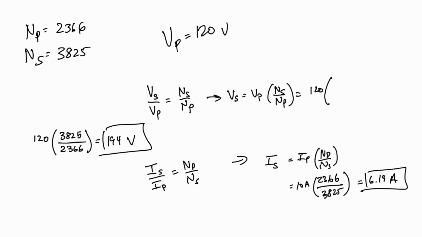So let's see, does that make sense? If the voltage goes up, what should happen to the current? It should go down, right? Like they're yin and yang, they're opposites of each other in a transformer.